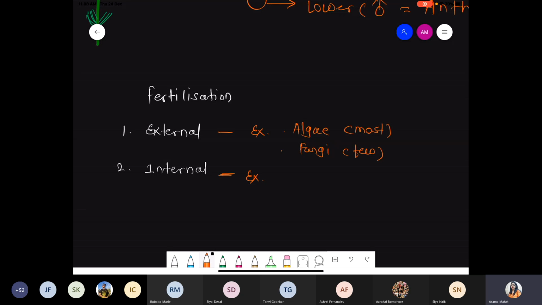The male gamete can easily transfer toward the female, and mostly inside the female body the sexual reproduction process can occur. So external fertilization is related to algae, but internal fertilization is a healthier way of fertilization where the chance of fertilization is increased. It is present in all bryophytes, all pteridophytes, all gymnosperms, and also in all angiosperms. That's it.